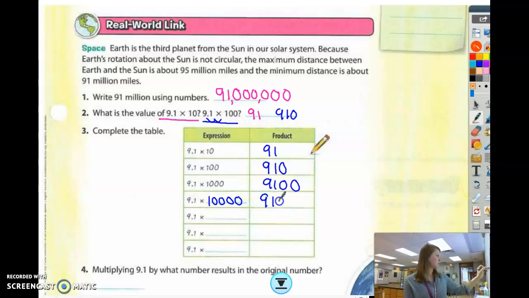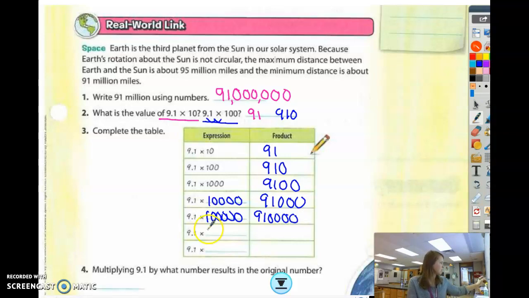So 91,000. The decimal was originally here, and we're moving this 1, 2, 3, 4 spots, right? So this one, I would bet that this is going to have 4 zeros. So we're going to take the 9.1 here and move it over 1, 2, 3, 4, 5 spots. So we're moving the decimal 5 spots, which ends up giving us 4 zeros.